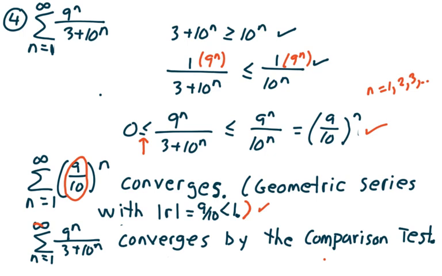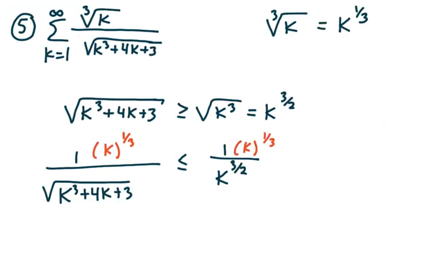So the first 4 examples, everything's the comparison test. Number 5. Suppose we have the summation from k equal 1 to infinity of the cube root of k divided by the square root of k cubed plus 4k plus 3. Okay?